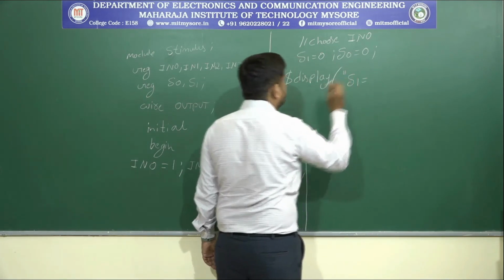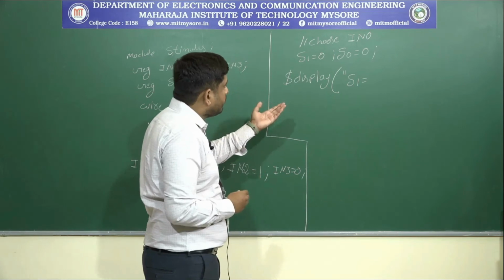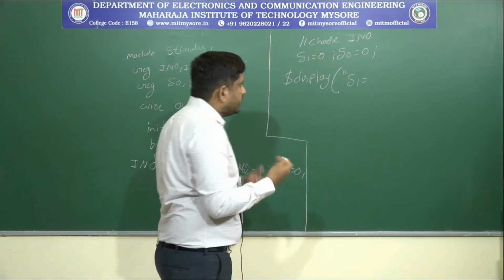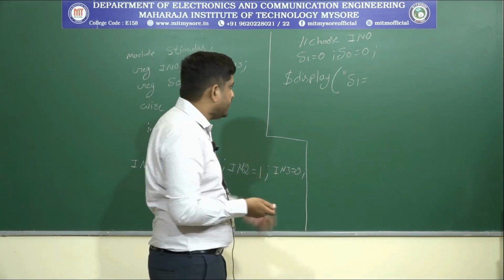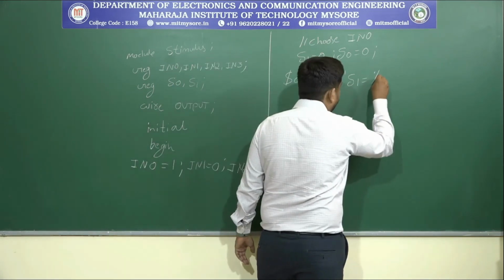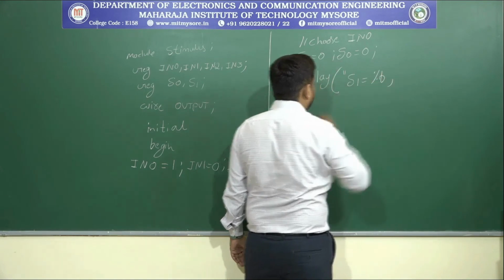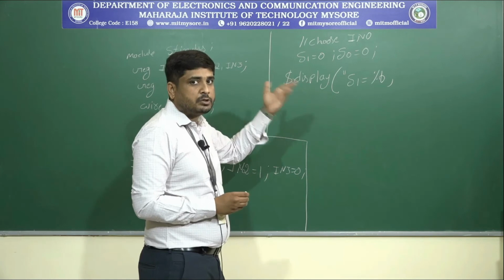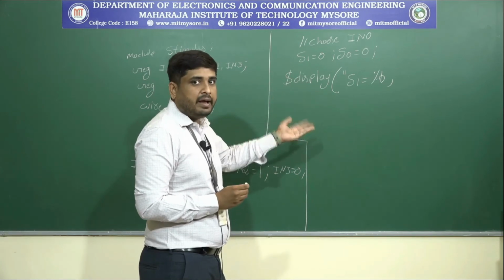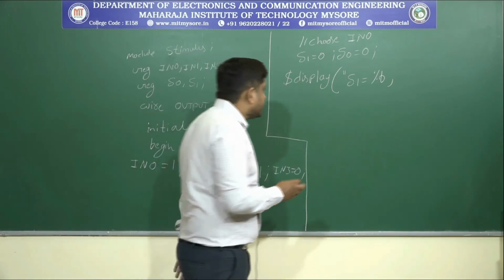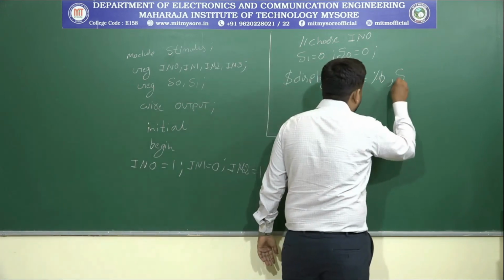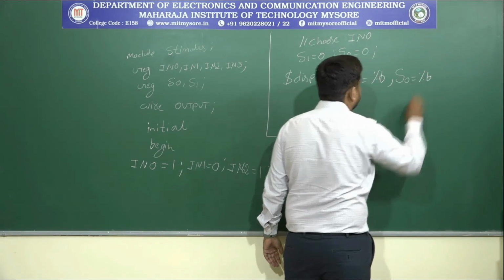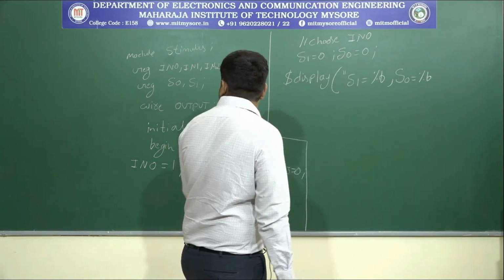After the $display, first S1 is equal to, so what type of data do you have to apply here? That is S1 is equal to 0 and S0 is equal to 0. 0 in the sense here we have to apply binary data. So for S1 you have to mention %b. It indicates display the result in the form of binary data. Once S1 is completed, next you apply S0 with %b. Again it should be binary data.